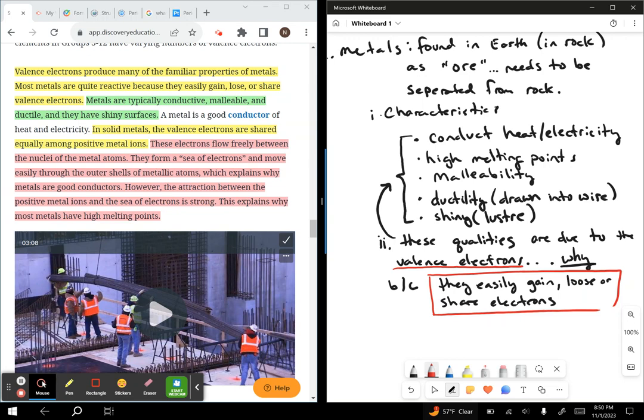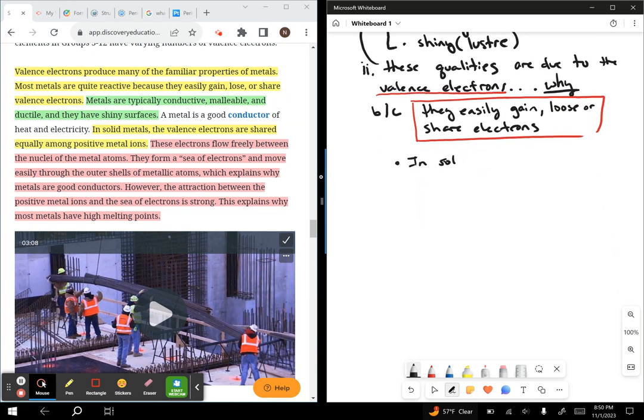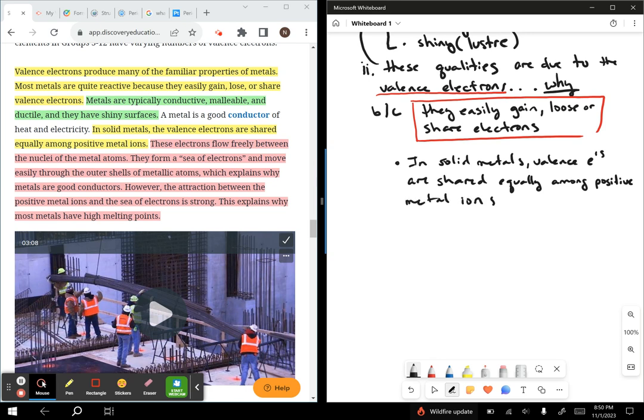In solid metals, the valence electrons are shared equally among positive metal ions. Okay, there's a fact. In solid metals, valence electrons are shared equally among positive metal ions. Okay. And we'll probably come back to that statement and consider it more.